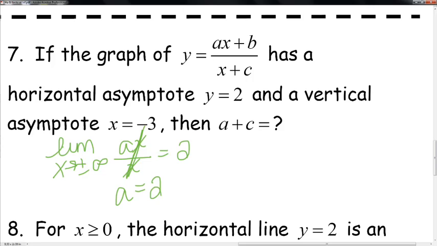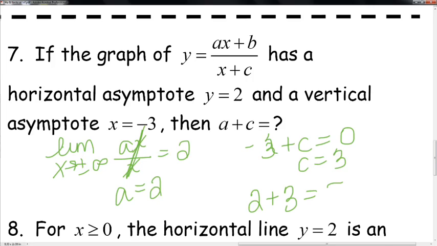So that's my horizontal asymptote. My vertical asymptote means my denominator has to be equal to 0. So instead of x, I'm going to go ahead and write -3 plus c is equal to 0. Well, the only value that makes that work is +3. And so I can just go ahead and add that a and that c together. So 2 plus 3 is equal to 5.